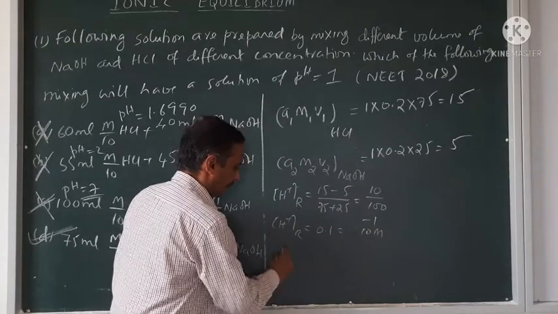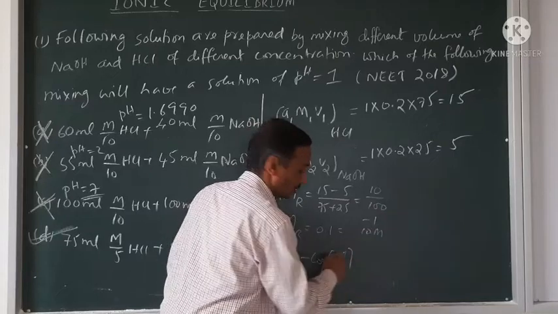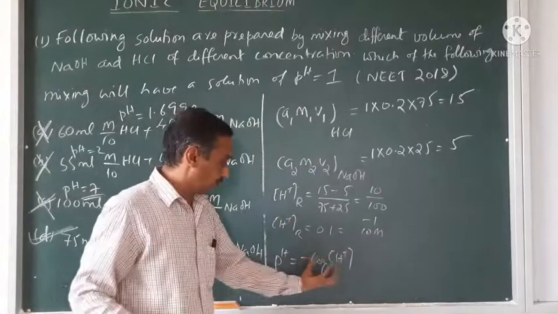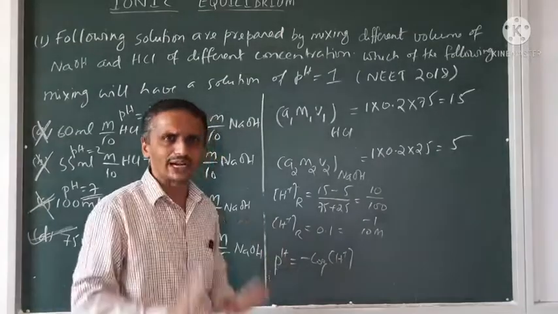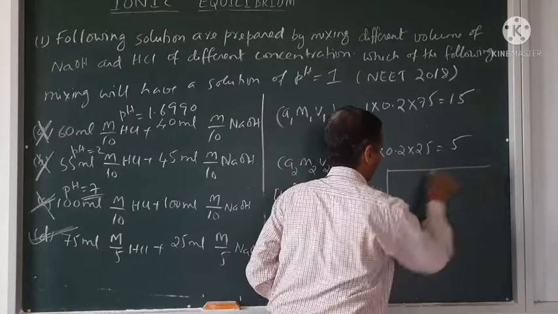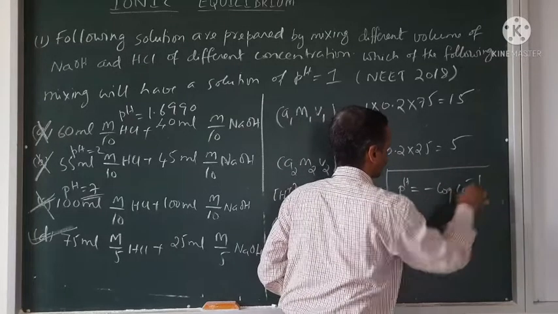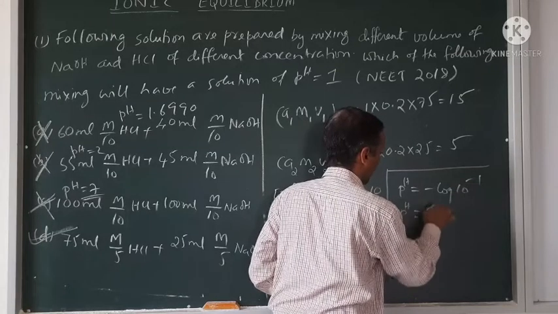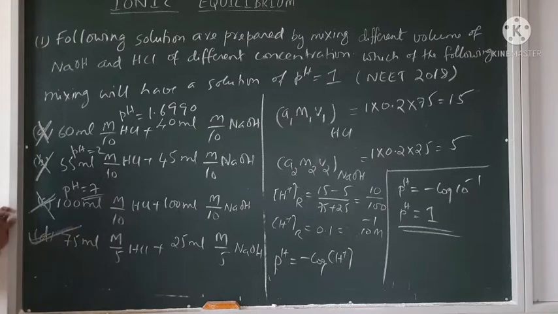Now, pH is equal to negative logarithm of H plus concentration. No need to write everything in the exam. Since you are studying, I am going through this now. Few steps we can leave out also. Or pH is equal to negative logarithm of 10 to the power minus 1, or pH equal to 1. So, this is the answer.